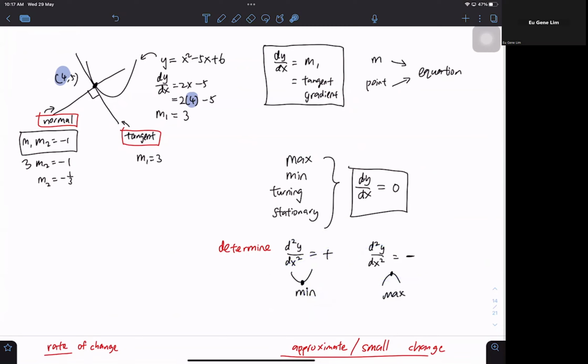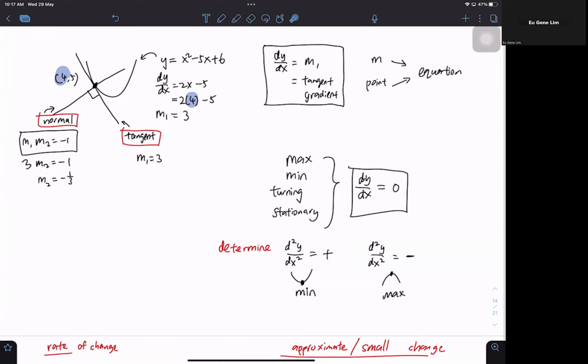Is there a possibility that it is 0? You mean d²y/dx² equals 0? Actually, it's possible, but it is not in our syllabus. If you go to college or a higher level, of course it's possible, but normally we won't encounter that kind of situation. It's not in our syllabus.